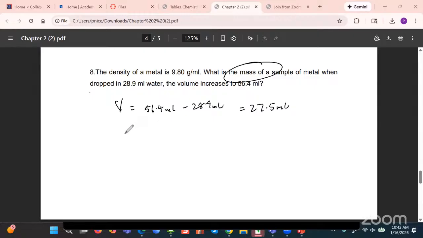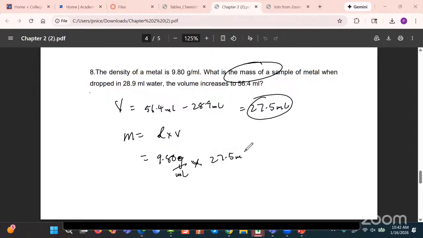And then now to find the mass. As we said before, mass is equal to the density multiplied by the volume, right? So in this case here, the density is 9.80 grams per mil multiplied by the volume that we just determined from earlier, which is 27.5 mils. So that would be 27.5 multiplied by 9.8. And in this case here, how many sig figs do we have here? We have 3 sig figs here, 3 sig figs here. So that means that the answer here would be 270, but I have to put a decimal point here.